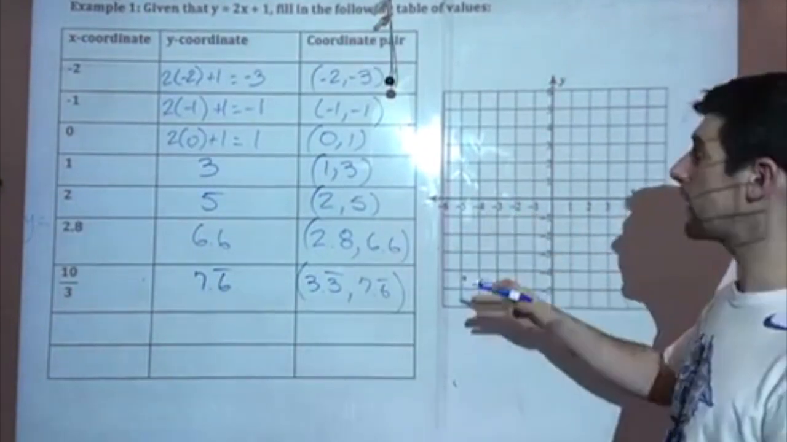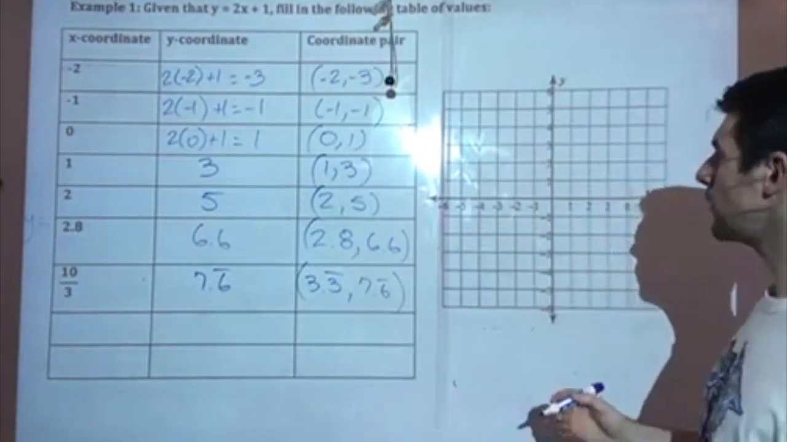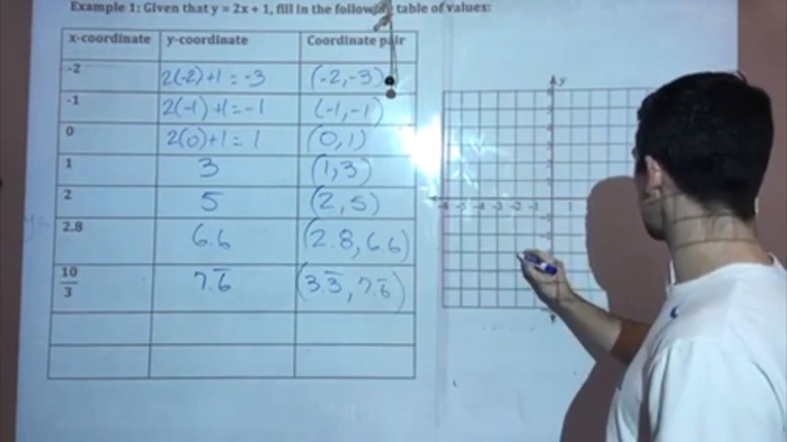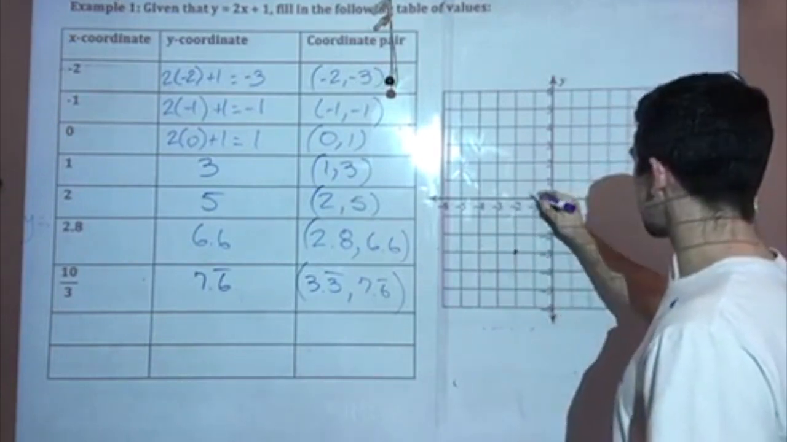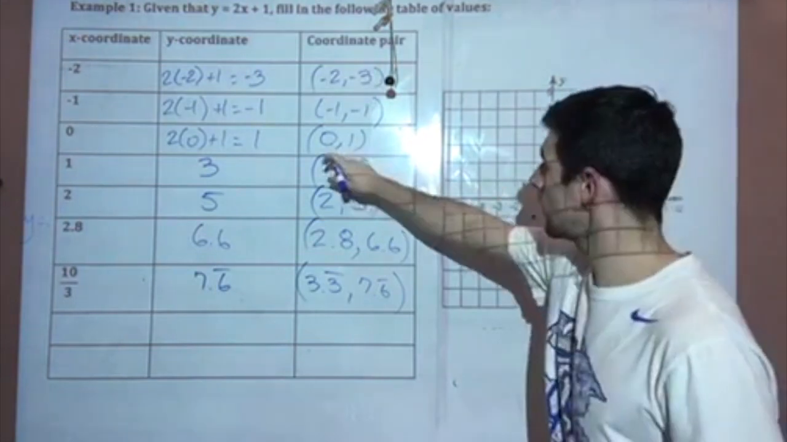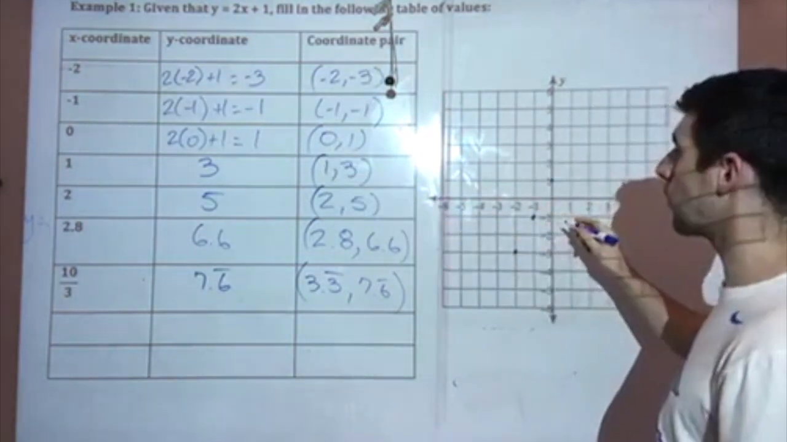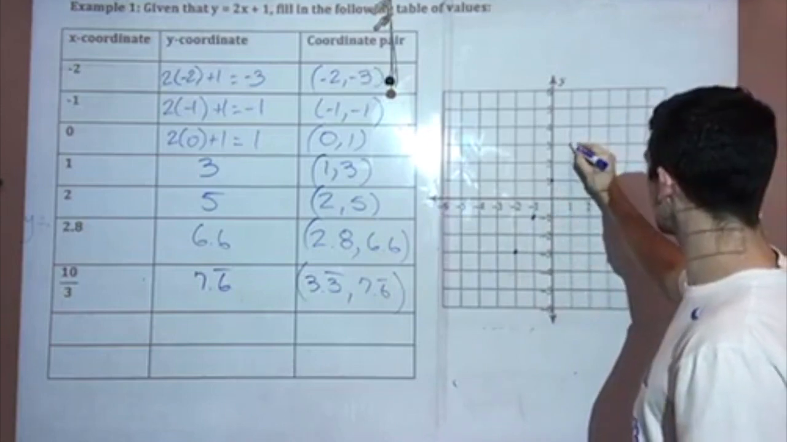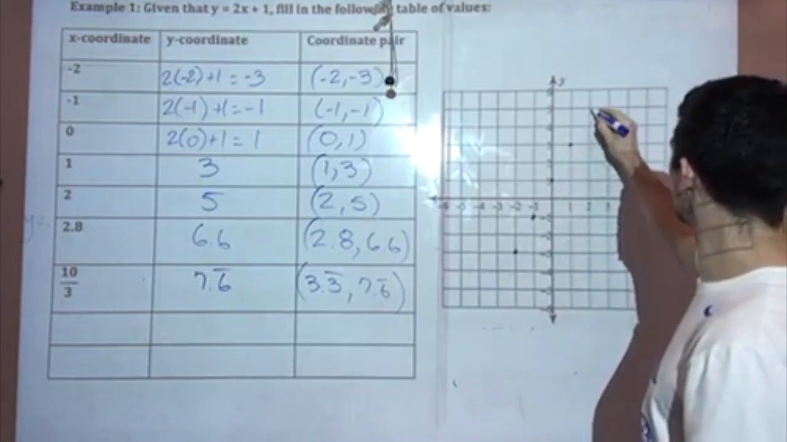So really simple. We're just trying to plot these points. So let's do it quickly because I know you know how to do this. (-2, -3) is right there. (-1, -1), (0, 1). Again, 0. Don't go anywhere left or right. Just go up 1, 1, 3, 2, 5.